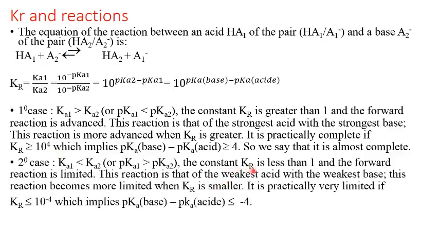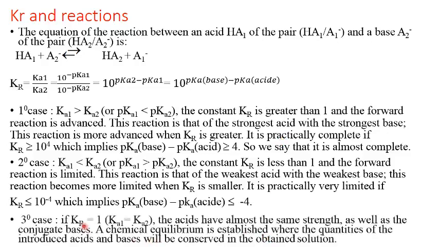The constant Kr, when it is less than 1, the forward reaction is limited. It is the opposite case of this one. And when Kr is very small, it's practically very limited when Kr is less or equal to 10 to the power minus 4, also as seen in our example. So these three values, Kr greater than 1, less than 1, greater than 10 to the power 4, less than 10 to the power minus 4, will be memorized by heart as numerical values, and the consequences of them on the reaction also would be memorized.